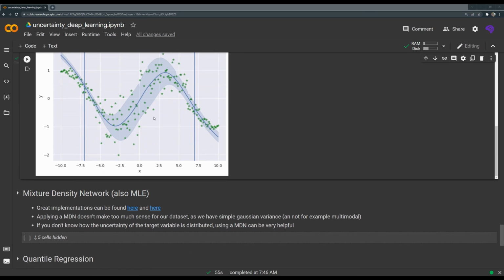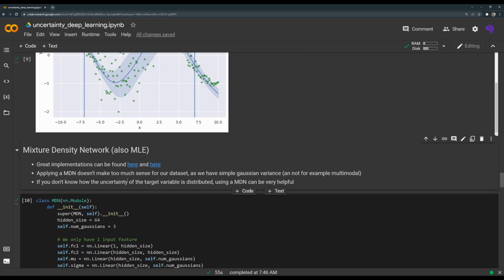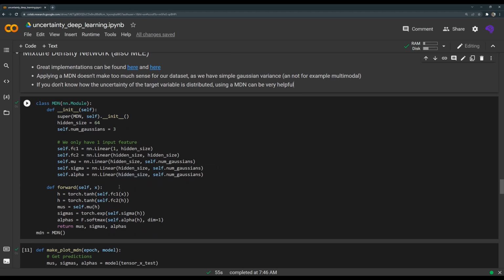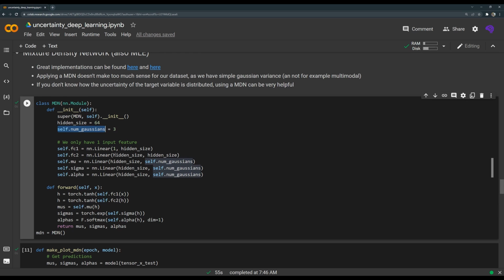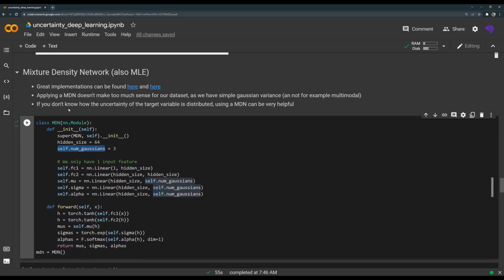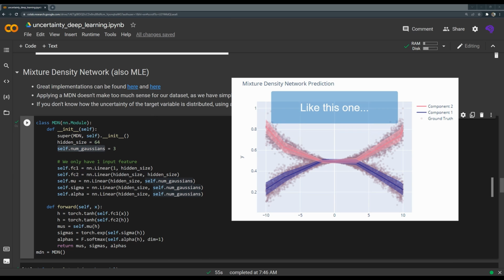Now let's have a look at the second method, which is the mixture density model. And this one is actually pretty similar. The only difference is that we now have several Gaussian distributions that we want to predict. Another thing I want to mention here is that in our case, it might not make a lot of sense to use a mixture density network because we know that our target variable is Gaussian distributed. Because of that, there is no need to use a mixture of Gaussians, as we can simply model that with a single Gaussian. But in case you have a more complex variance, it might be useful to use this model.